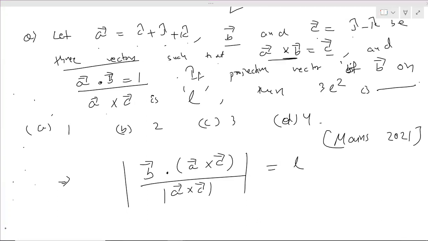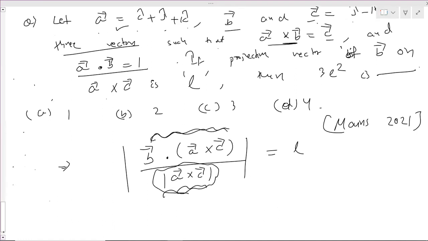Yes, sir. So always start with what they are asking. What we have to find is the numerator and denominator. We can see A and C are given, right? So we can find the denominator very easily. All that is left is finding the numerator. For that, they might have given something. They have given that A cross B equals C vector.